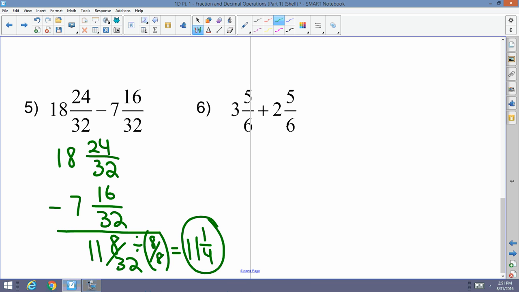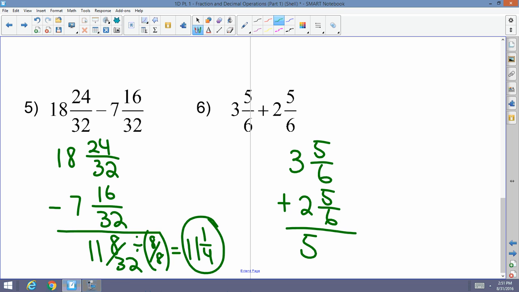And last but not least, 3 and 5/6 plus 2 and 5/6. Well, if I go 3 and 5/6 plus 2 and 5/6, this gives me 5 and 10/6. I can go ahead and reduce the 10/6 by dividing both the numerator and denominator by 2, which will give me 5 and 5/3.